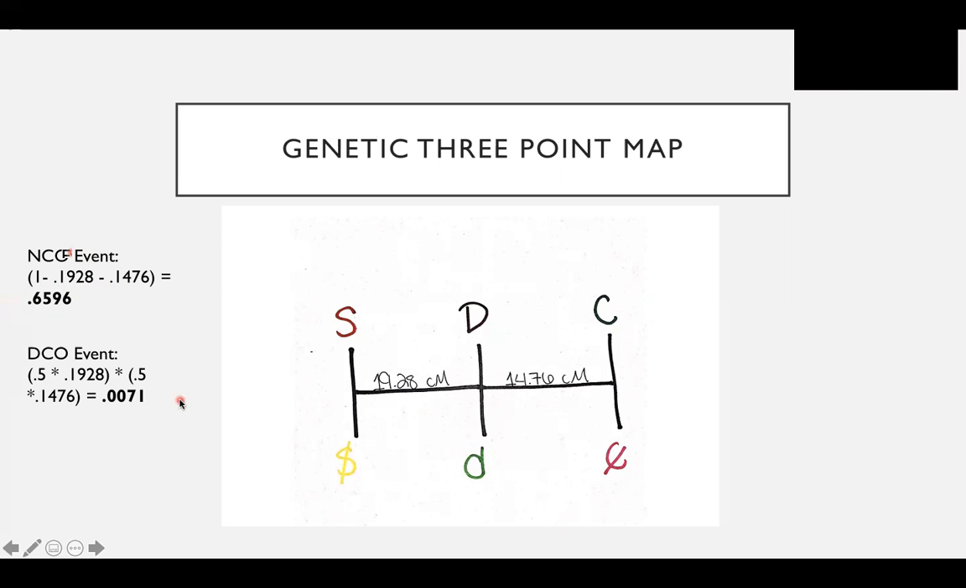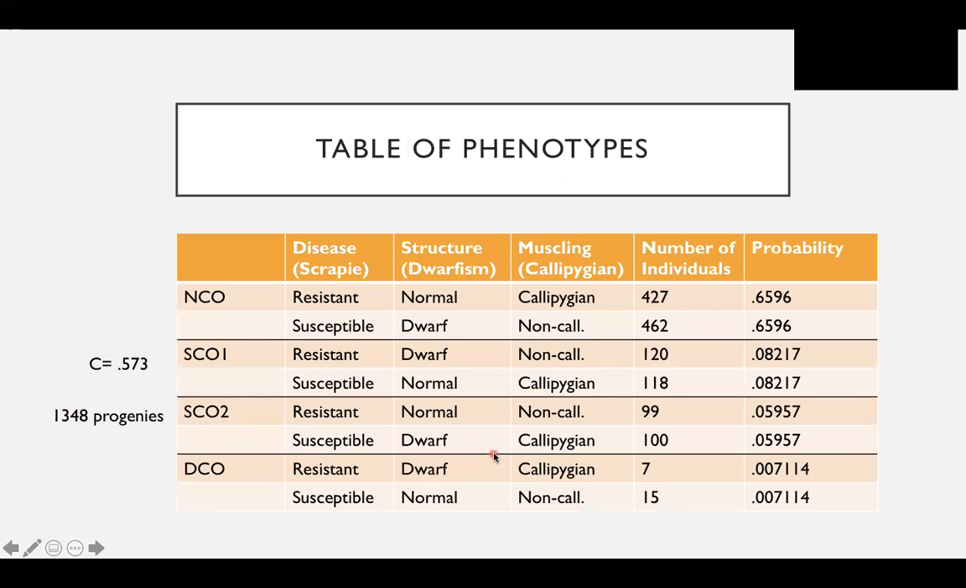And in any double crossover event, we will have a 0.0071 probability of any type of double crossover event occurring, and here are the calculations for that. And here is a table of phenotypes with a coefficient of coincidence of 0.573, and I tested a total of 1,348 progenies. And on the right, we have the probability of any of these specific events occurring here.